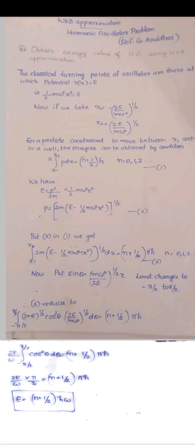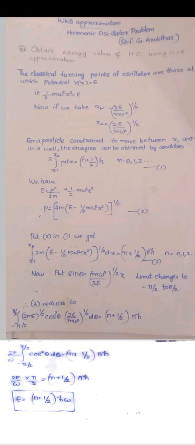So we start with the basic idea of the harmonic oscillator. In a harmonic oscillator, the turning points occur where the potential is equal to the energy. That is, V is equal to E. The classical turning points occur where V is equal to E. So we also have V is equal to 1 by 2 m omega square x square, which is a general format of the potential V.